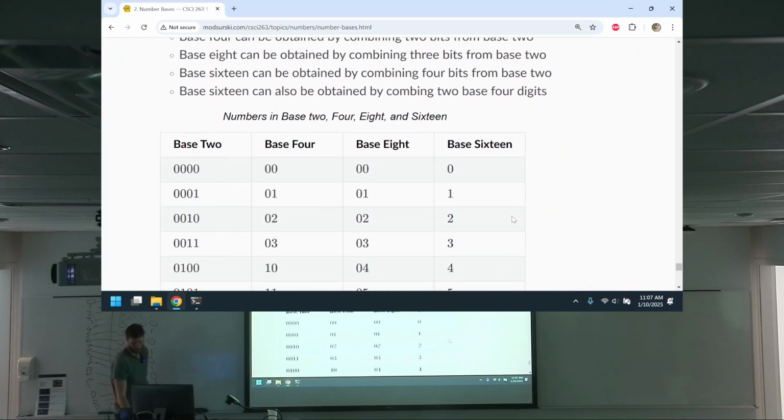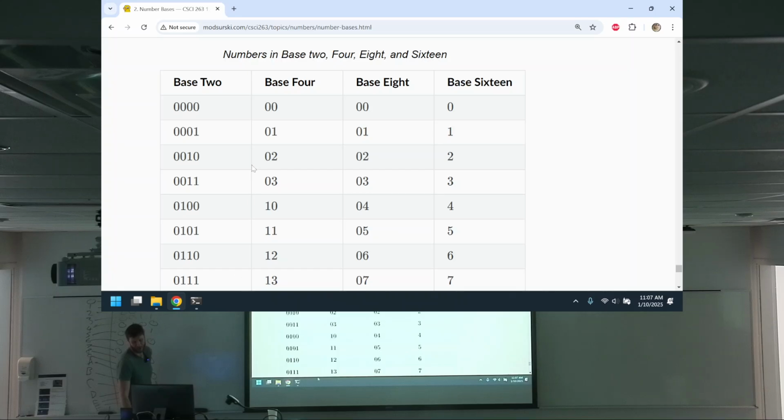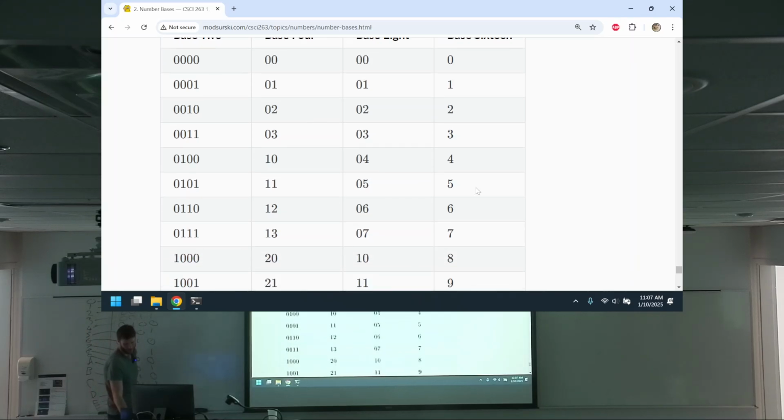Which is really neat, right? Here's me counting in base 4: 0, 1, 2, 3, 10, 11, 12, and so on. But I can convert to base 8 really easily. And so on, and so on. Which is pretty neat.